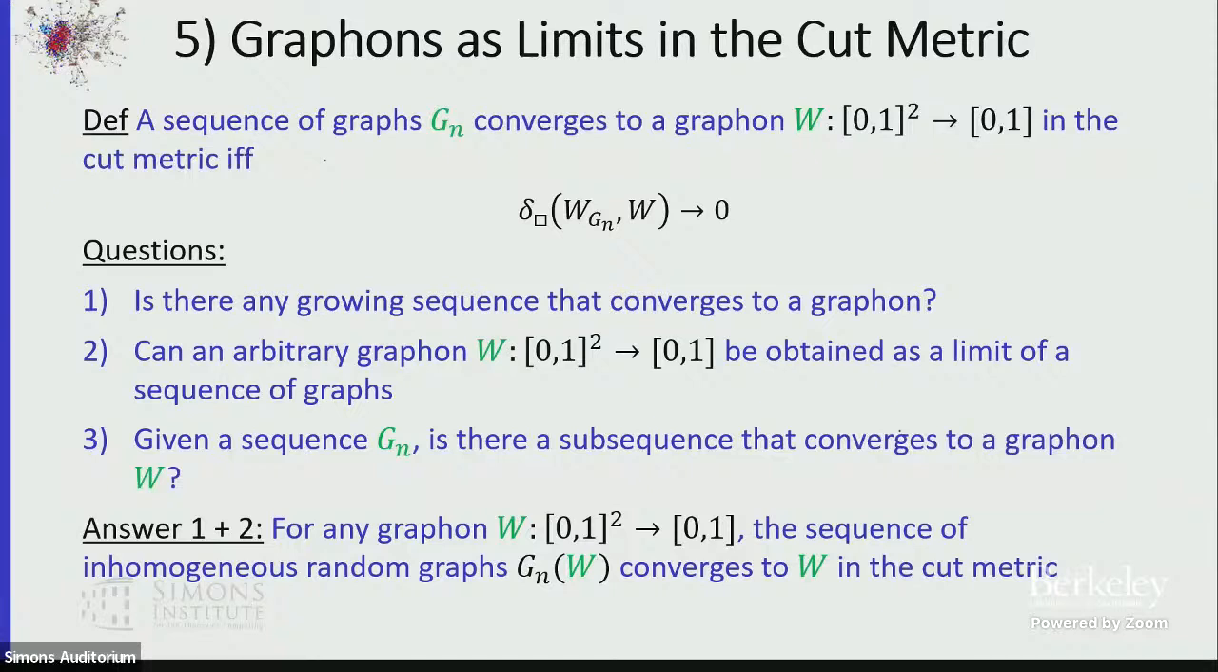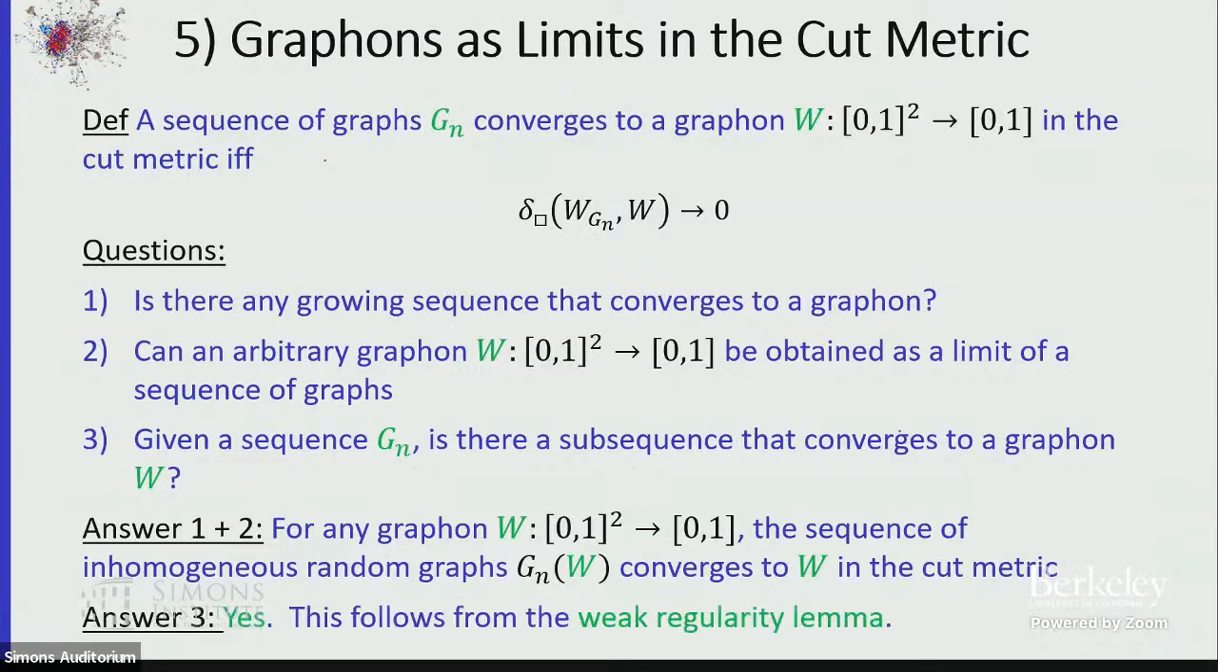So this is non-empty, and actually I can get any graph. Okay. And now this one, well, the answer is also yes. So it turns out that every sequence has a convergent subsequence. That means in particular, every Cauchy sequence converges. So for those of you who think topology, that means that the space of graphons, if I identify those which have cut distance 0, becomes a compact metric space.